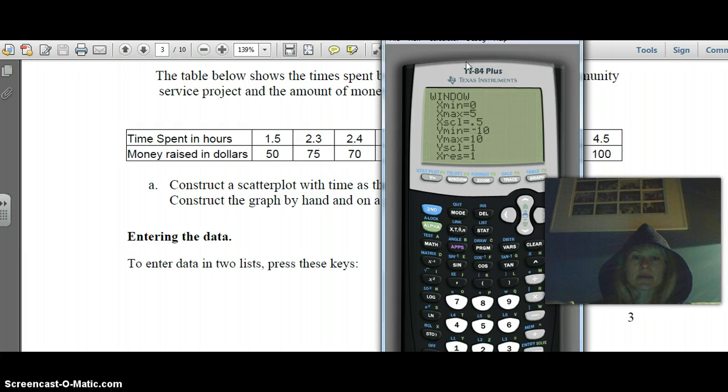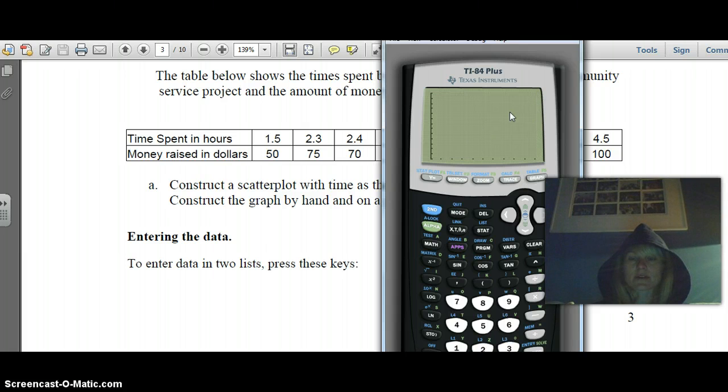Alright, and again our minimum here is 50, so maybe we put in 45. Our maximum's 100, so I might put 110. And I think we probably go down by, oops, I did that off, right? Yeah, this is supposed to be 110, and then the scale I think we'll do is 5. Okay, so let's graph that.